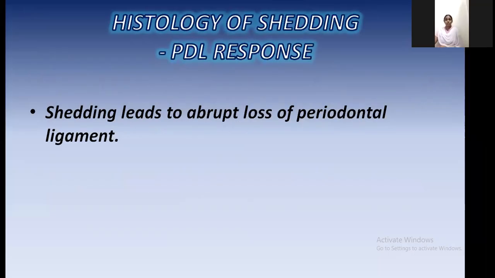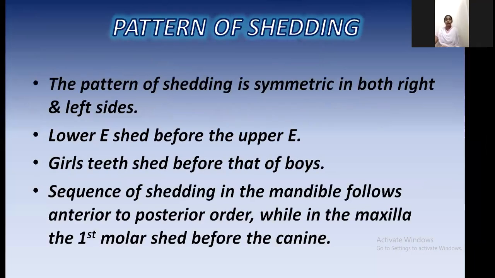Histology of shedding and the periodontal ligament response. Shedding leads to abrupt loss of periodontal ligament. Pattern of shedding. The pattern of shedding is symmetric in both right and left sides. That is, it happens synchronously on the right and left sides.